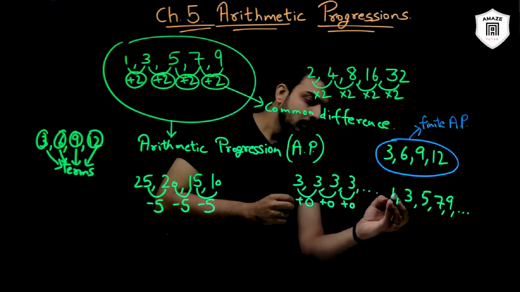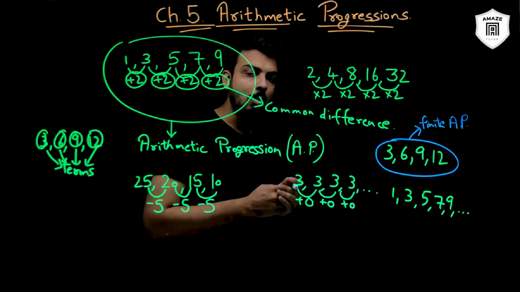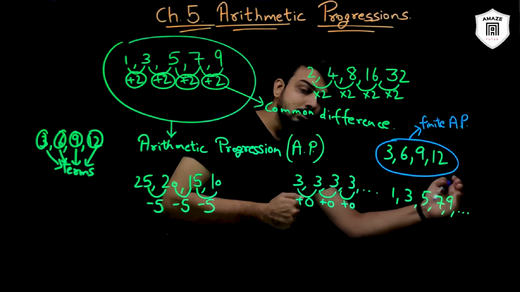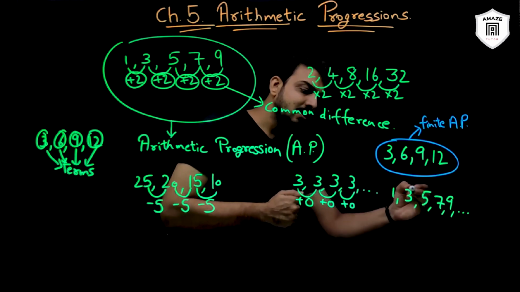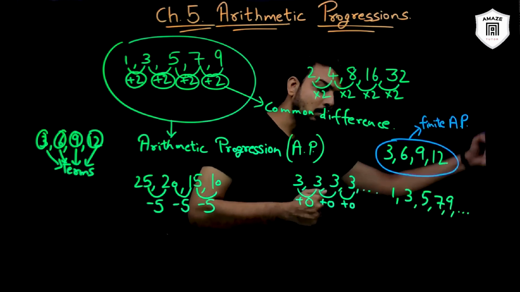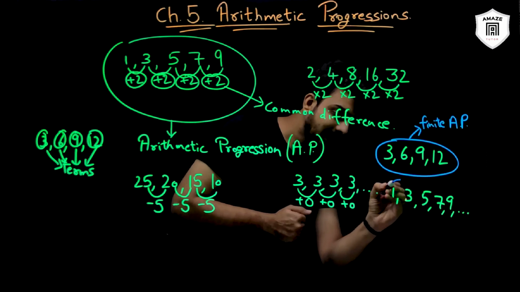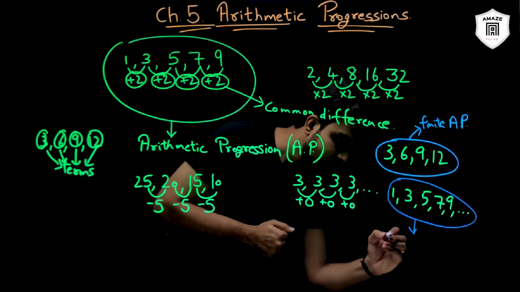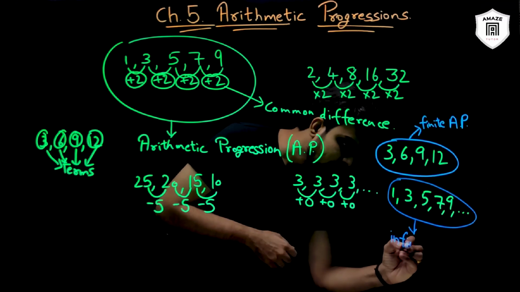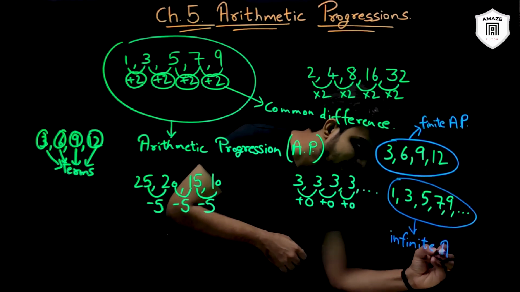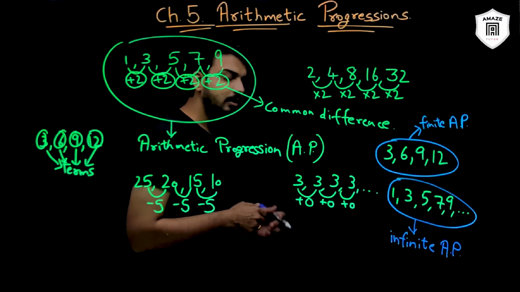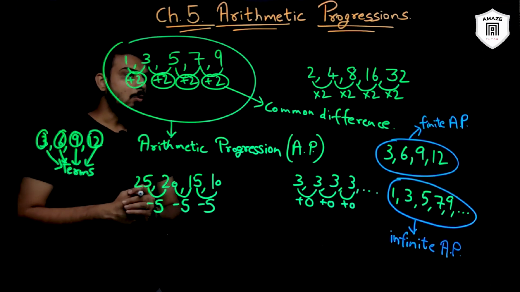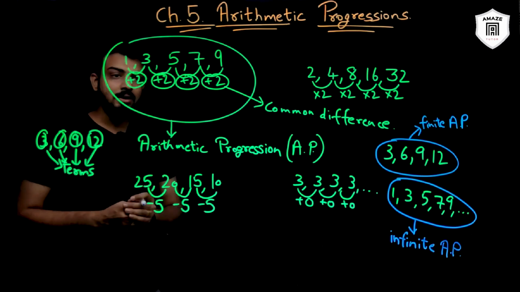Here, will you be able to answer how many terms are there? No, right? Because it goes on and on, right? 1, 3, 5, 7, 9, and so on. It is not ending anywhere. That means this type of AP is known as infinite AP. That is infinite arithmetic progression. Clear?